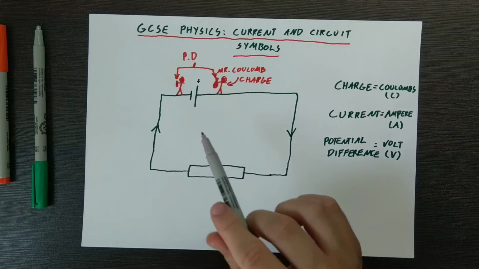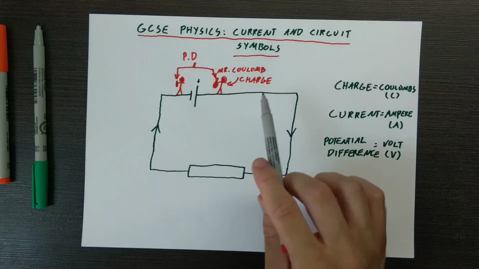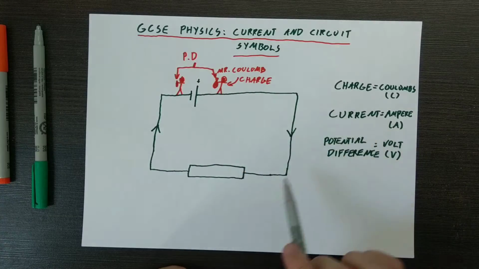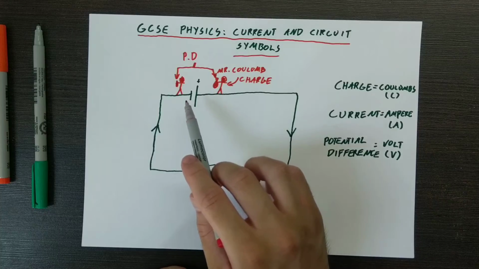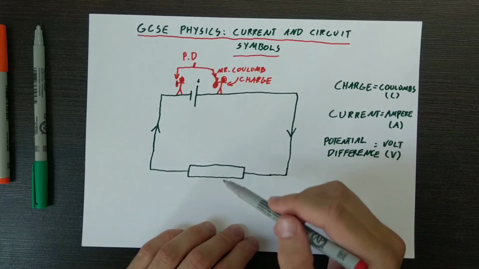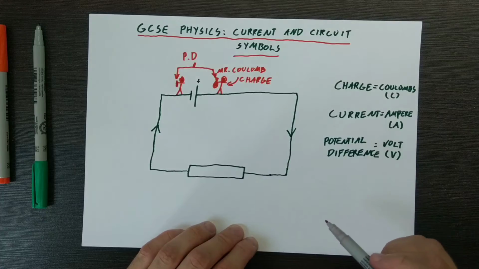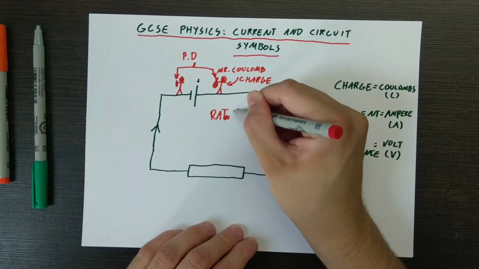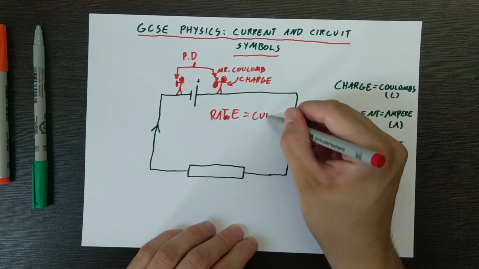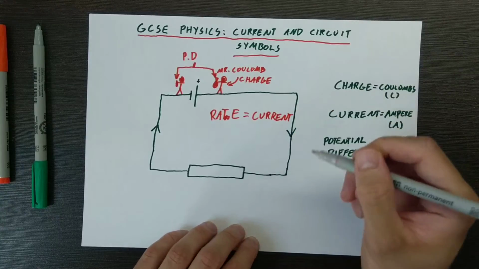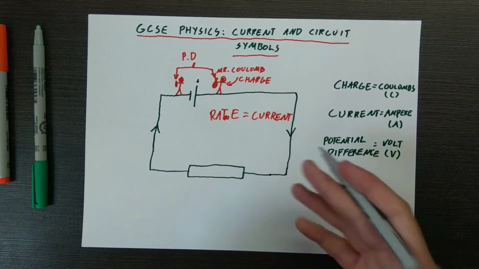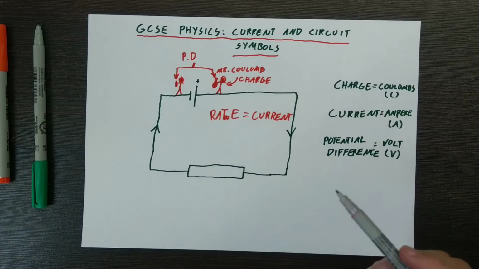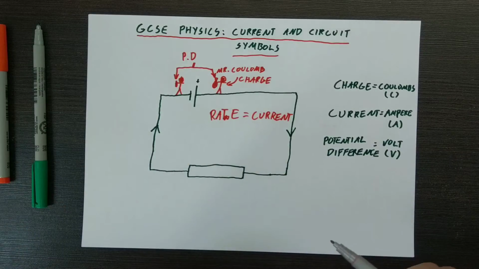Now, the question is, how fast does he do it? So how often does he drop that? How often does he drop that bag off? The rate at which he drops that bag off is current. So the rate is current. And that's, maybe it's not 100% correct, but that's the good way to sort of get your head around what these different things actually mean. What current means, what charge means, and what potential difference means.